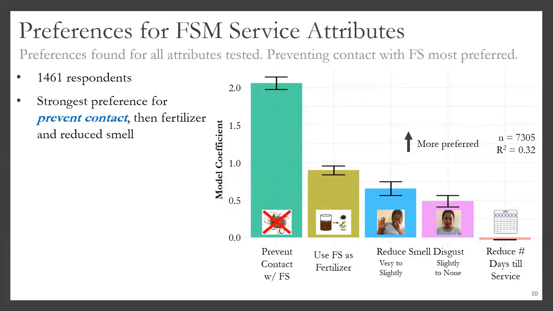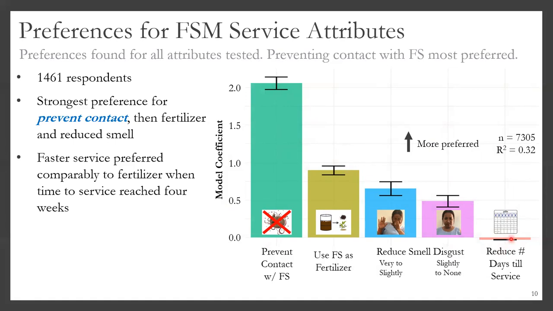I'm going to turn on my laser pointer here, followed by being able to use fecal sludge as fertilizer and then reducing smell. You can see that the preference for preventing contact with fecal sludge has a model coefficient of near 2, whereas the preference for using fecal sludge as fertilizer has a model coefficient near 1. That means that rural households generally prefer preventing contact with fecal sludge approximately twice as much as being able to use fecal sludge as fertilizer.